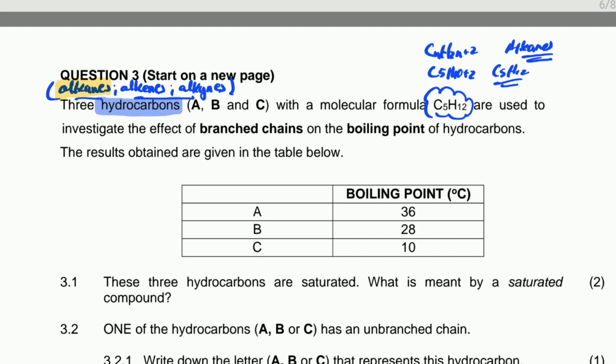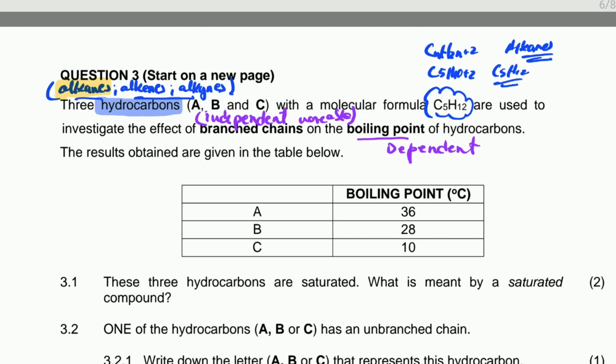They are used to investigate the effect of branched chains. So what they change, the branching, is going to be the independent variable in this investigation. They are changing the branch. I don't know if they're going to ask anything about the variable, but I think it's important to notice. And the boiling point will be the dependent variable. So this is the question.